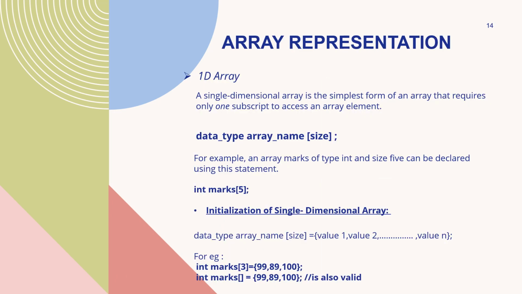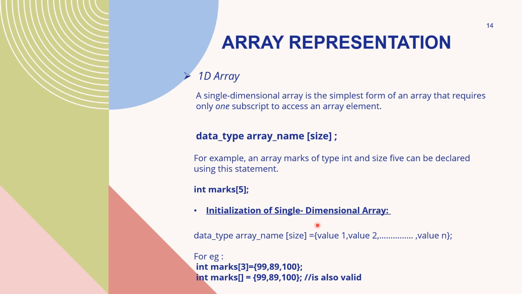Now we'll look at the array representation. A 1D array, that is one-dimensional array, requires only one subscript to define the size of the row or array. So it can be defined by using this syntax, that is data type followed by array name and with the size in the subscript, like int marks[5], means we can define marks with only 5 elements. So we cannot insert or store elements beyond 5, means 5 is the fixed size.